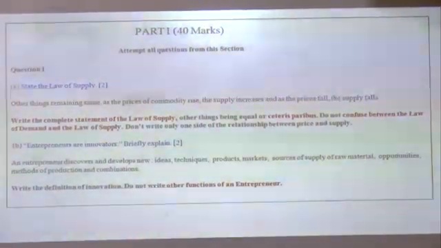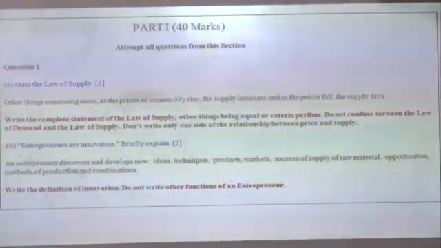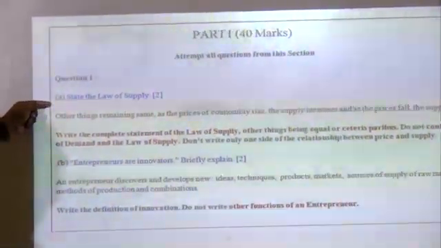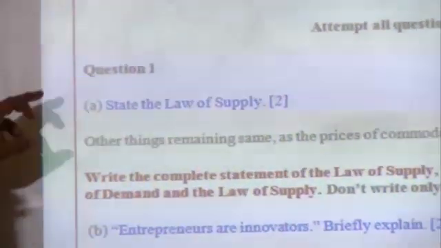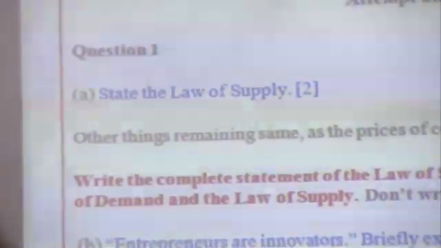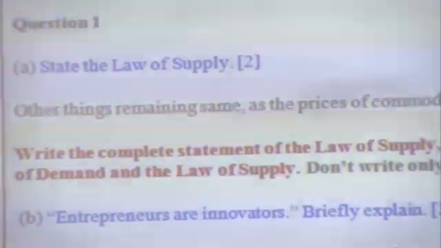So we start with Part 1, 40 marks. Attempt all questions from this section. So this is compulsory. The first one is question number 1A, then you have B, C, D, and E. Each question here is 2 marks. So let's start. Question number 1A: state the law of supply. So this was a 2 marks question.